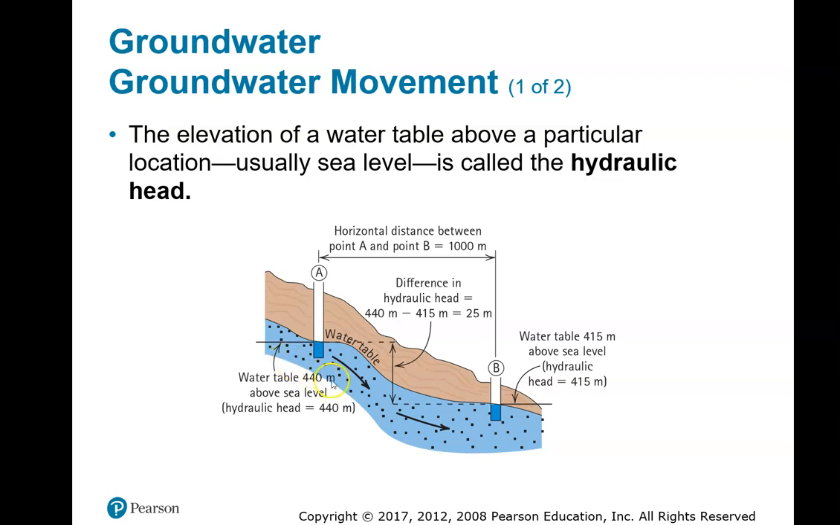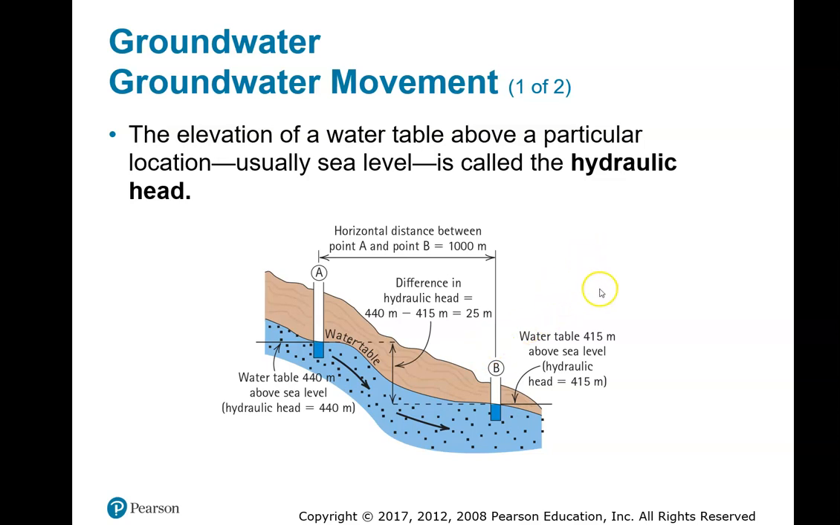And of course, the aquifer will flow towards B because B is lower, right? Water always flows downhill, and so at B, the hydraulic head is at 415 meters above sea level, and the difference between them is how we calculate the gradient.